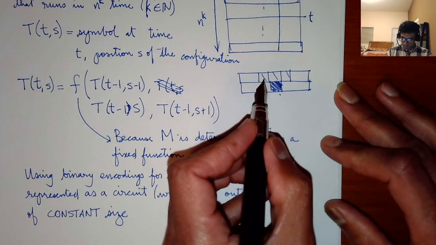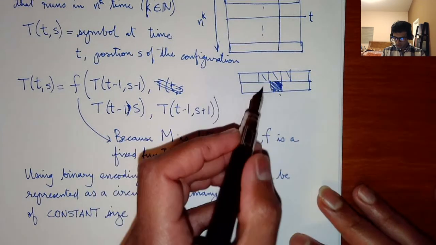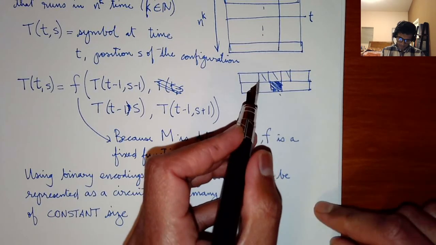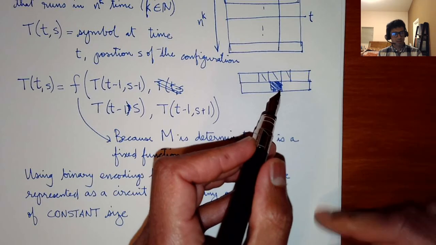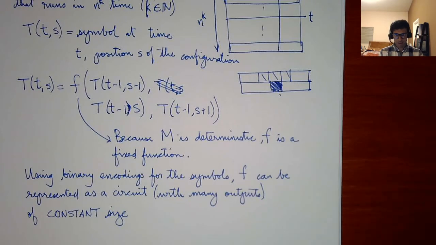So the function that takes three consecutive symbols on the tableau, or contiguous symbols on the tableau, and outputs the next appropriate corresponding symbol, can be represented by a function of constant size. A circuit of constant size, because this is just some explicit function. One can just write down the truth table, and that truth table will depend on the Turing machine M. All right, so is this clear?